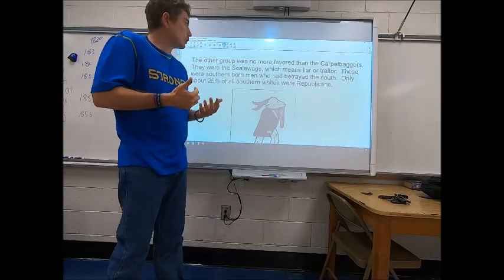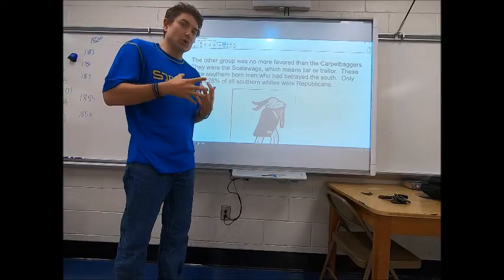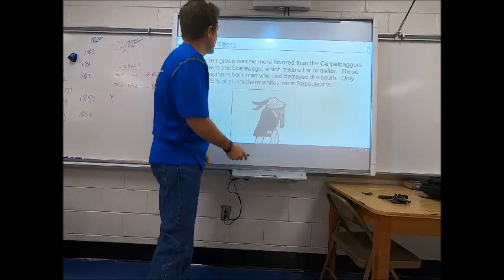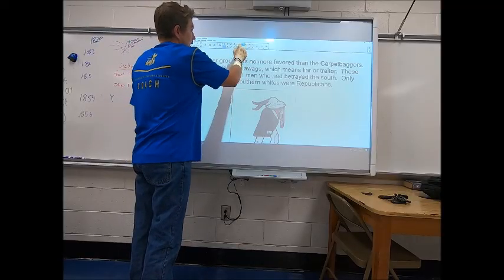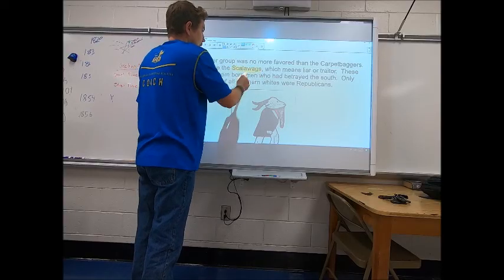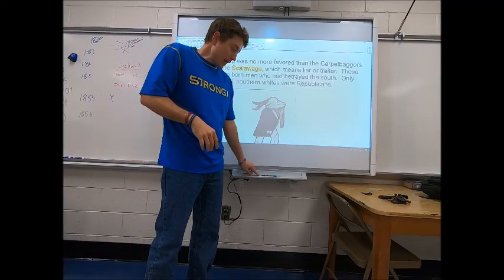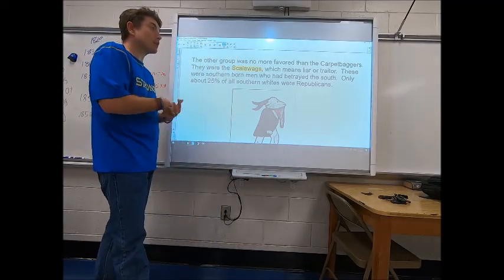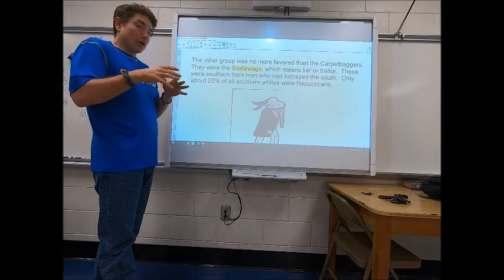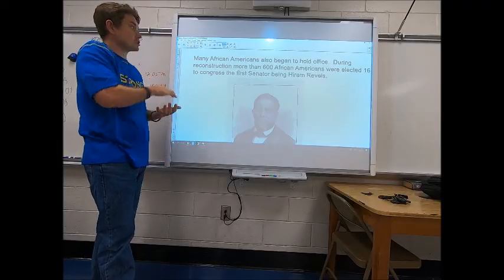The other group isn't really liked any more than the carpetbaggers. They are the scalawags. The word scalawag means traitor or liar. They are seen as traitors to the South. All right, don't be surprised if this is one of the vocabulary words that you guys have on your vocab quiz. So scalawag. They are men that were born in the South, but they have now joined the Republican Party because they see that's where the power is. About 25% of the Southern whites have switched over to the Republican Party now, so they are seen as traitors.